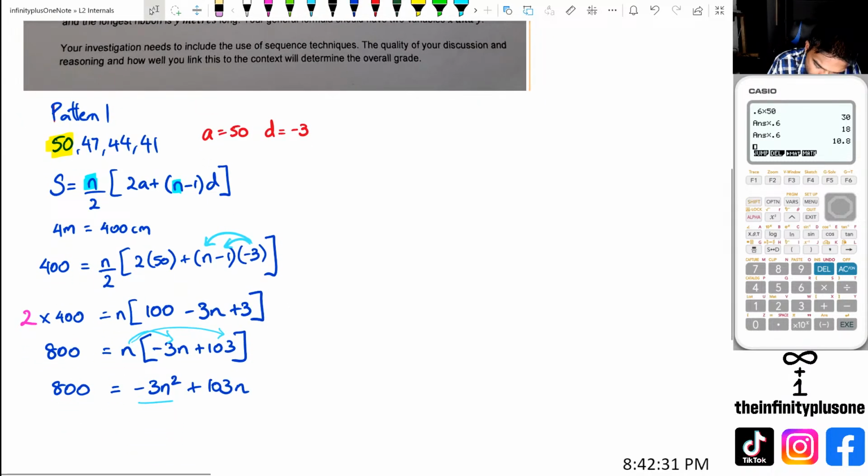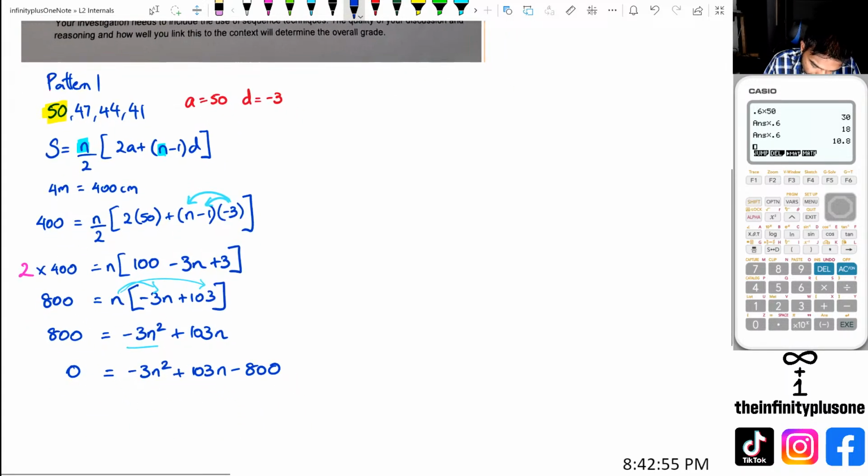All right, now we're going to rearrange this so that we get a nice quadratic equation. So bringing the right-hand side into the left-hand side, or you could do it the other way, it doesn't really matter. So we're going to go 0 is equal to minus 3n squared plus 103n minus 800. Now, at this point, you can use your calculator to figure out what the n values are. To do that, we're going to use the graphics calculator.